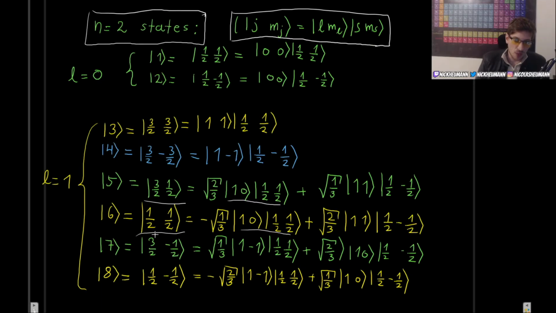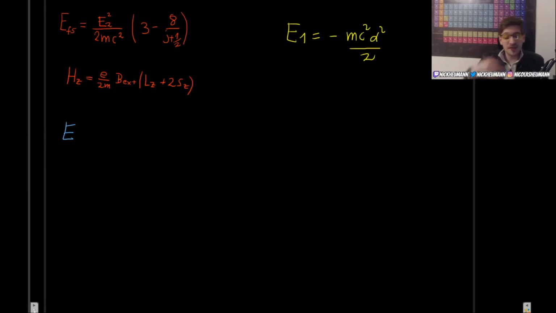J is either 1/2 or it's 3/2. There's no other value for J here. Mj can have different values, but J is either 1/2 or 3/2. So when we calculate the 8 states, we don't want to calculate this thing 8 times. So let's calculate it twice, and then we just plug in the corresponding value.